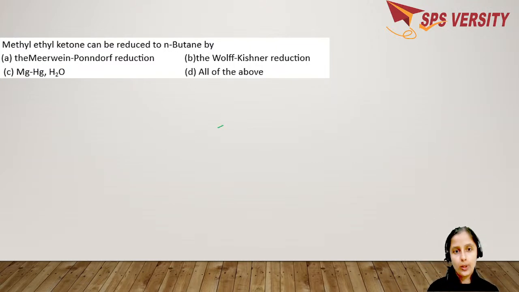Methyl ethyl ketone. What do you mean by that? It is a ketone. On one side you have a methyl group, on the other side you have an ethyl group. It can be reduced to N-butane. N-butane is when this C double bond O gets converted to CH2, because you don't have any other option here to convert. You have to do the reduction. We'll go according to the options.